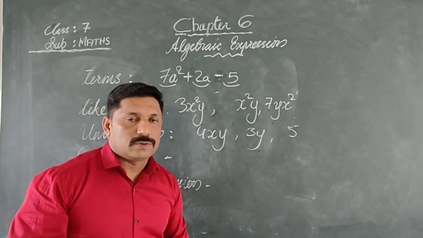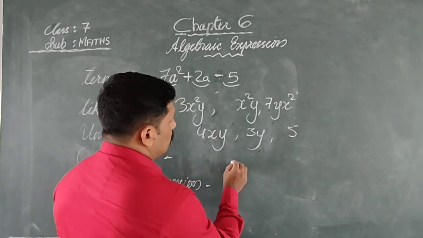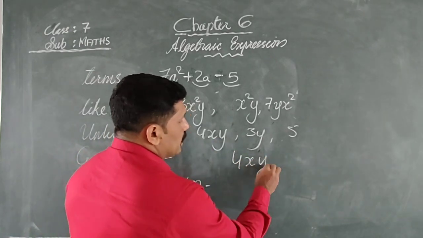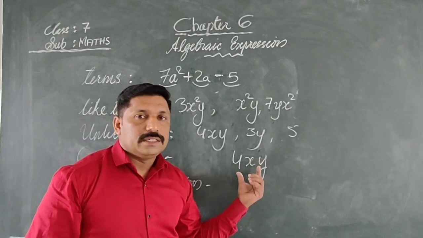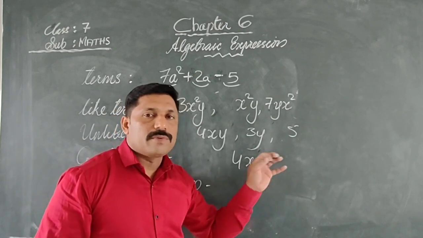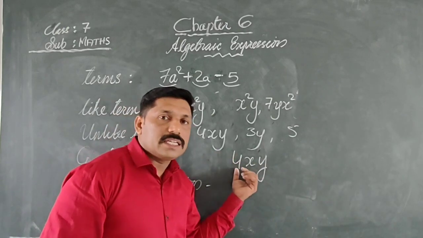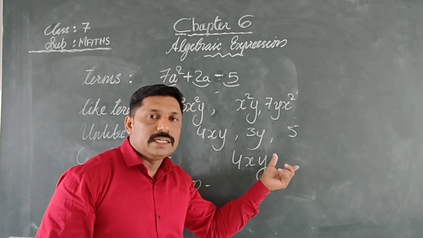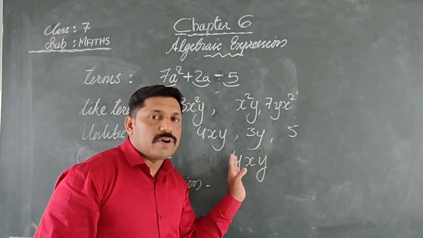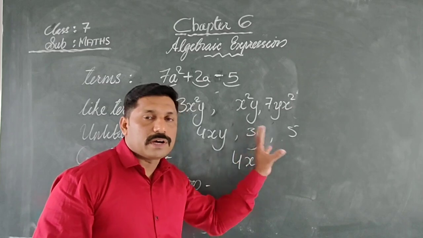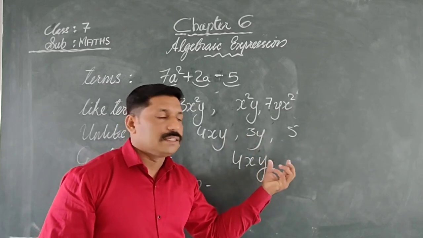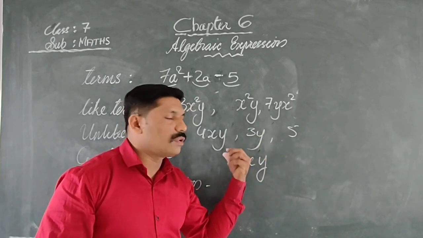What do you mean by coefficient? In a term, if you take one particular term, 4xy, in a term, if a quantity, whether a numerical quantity or a variable, is multiplied with another quantity, then the first quantity is called the coefficient of the remaining quantity, and the remaining quantity is called the coefficient of the first quantity.